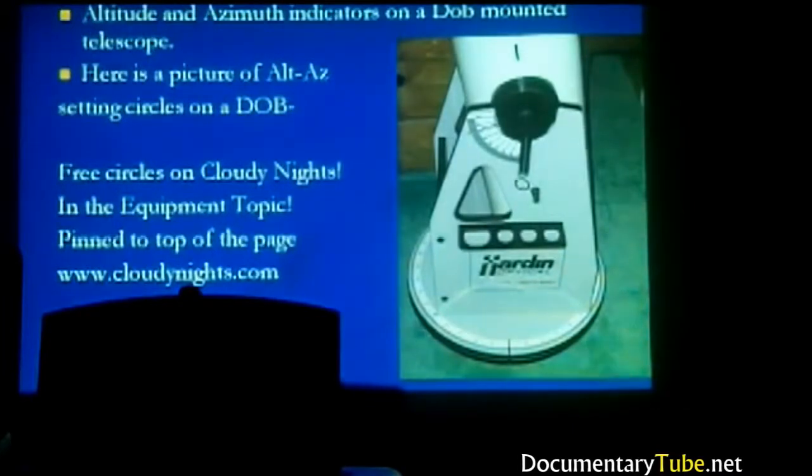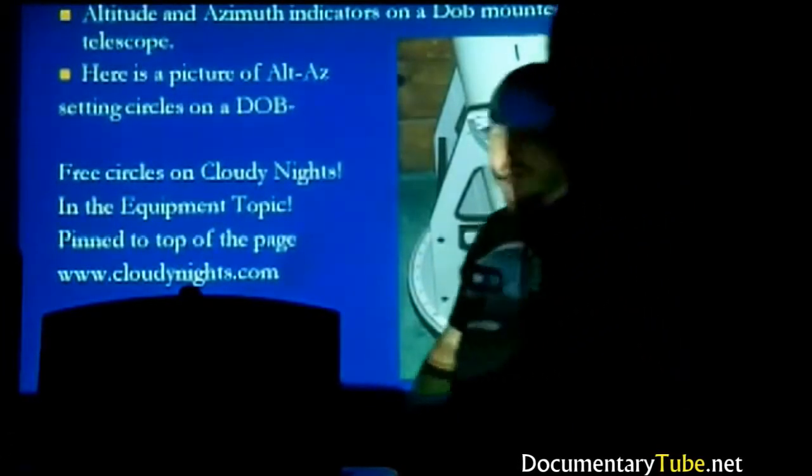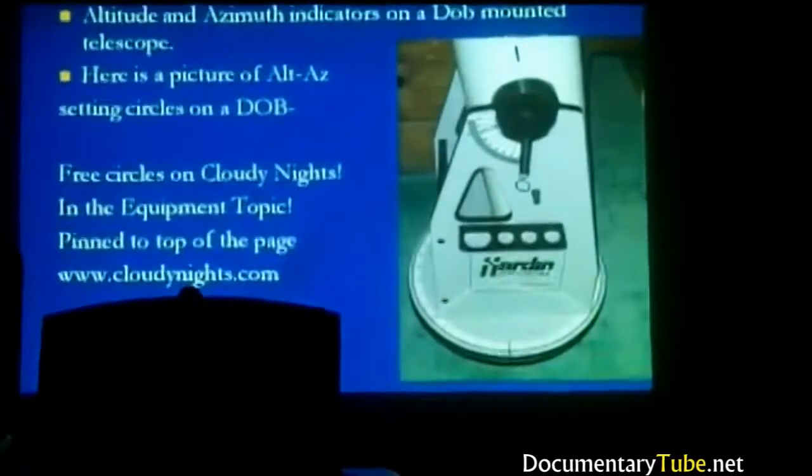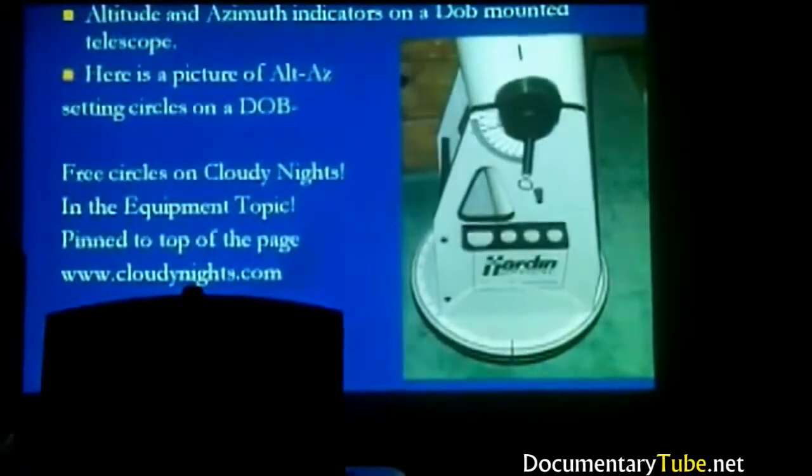The other nice thing about the inclinometer is that if you set it at the very, very end of your optical tube, you can use it a little bit as a counterbalance weight. Especially if you get some of those heavier eyepieces on there, or if your telescope's a little bit unbalanced, this can help. So, check out CloudyNights.com and look at the equipment in the equipment topics, and it should be pinned to the top of the page.